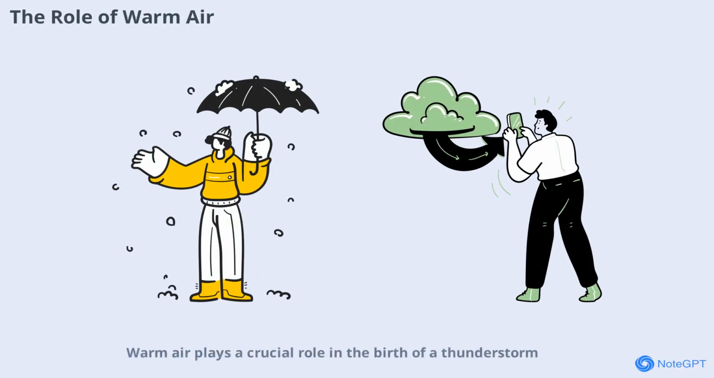Warm air plays a crucial role in the birth of a thunderstorm. When the sun heats the ground, the air near the surface warms up and begins to rise. This rising air carries moisture with it, and as it ascends, it cools and condenses into clouds. The process continues, building larger and larger clouds until they tower high into the atmosphere. This upward movement of warm, moist air is the engine that drives thunderstorm development. Without it, the dramatic displays we associate with storms simply wouldn't happen.